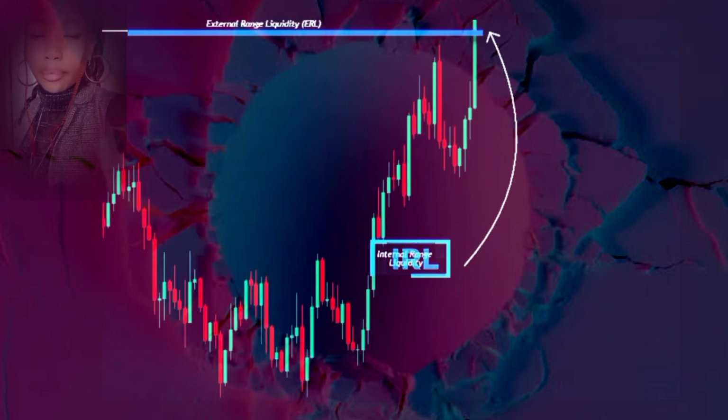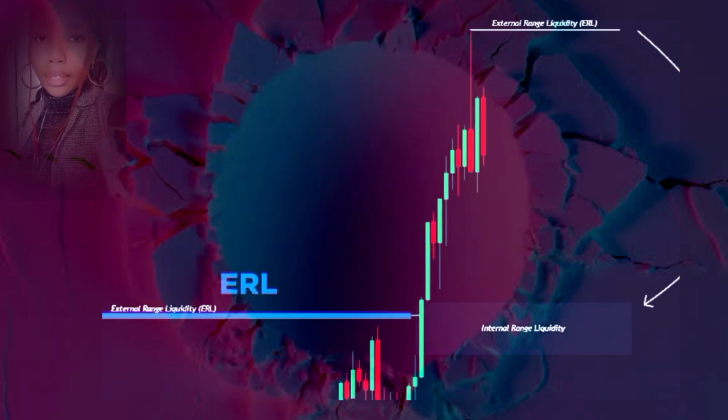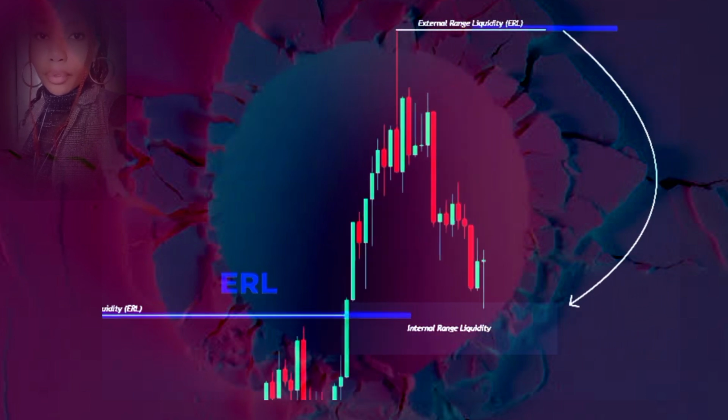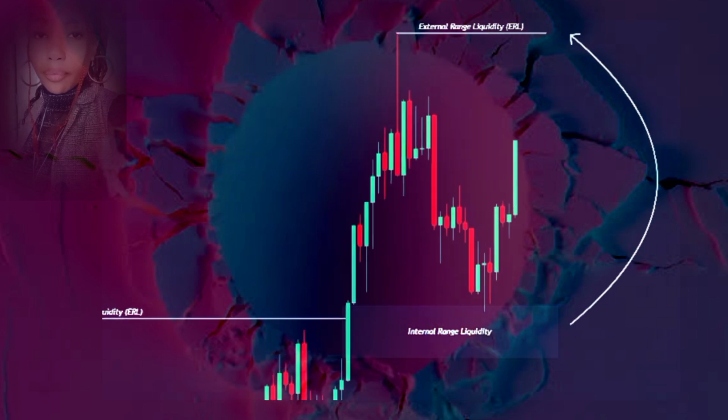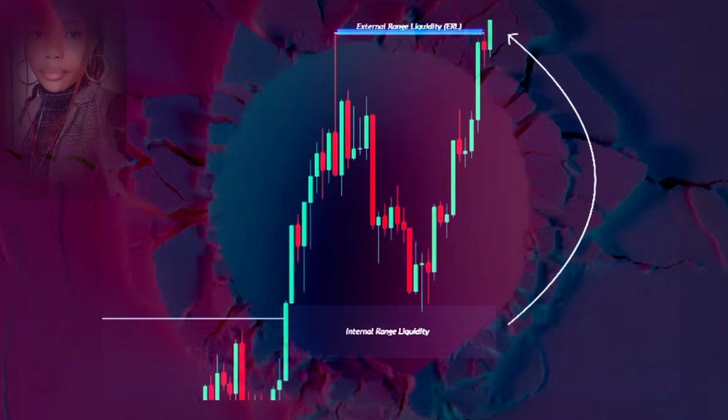Price does exactly that. After taking out the initial ERL, we form a new ERL in this new swing high. We now expect price to move from the new ERL into the newly created IRL. After that, the cycle repeats itself and we move to the ERL again.